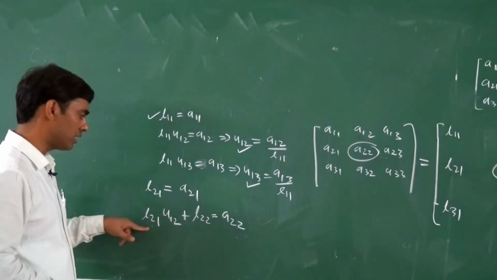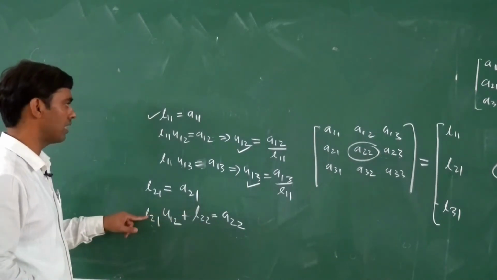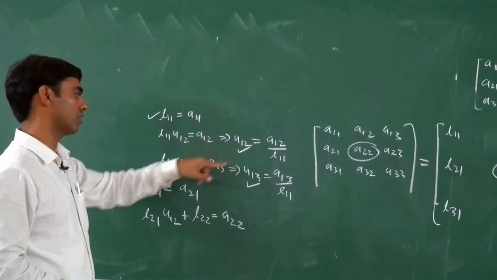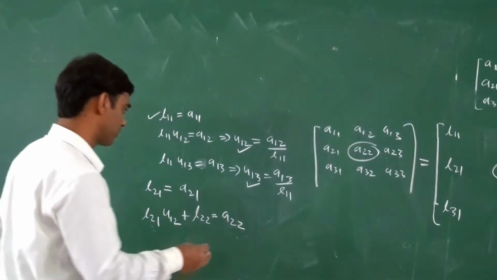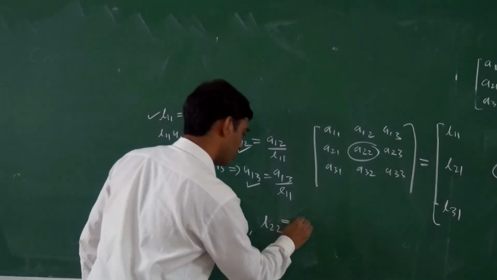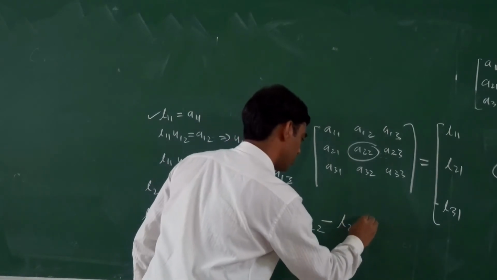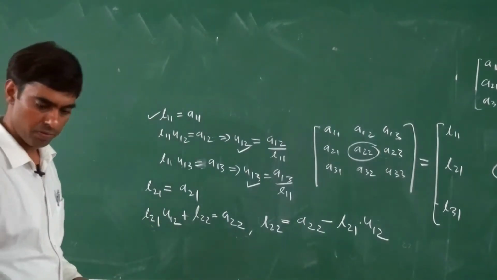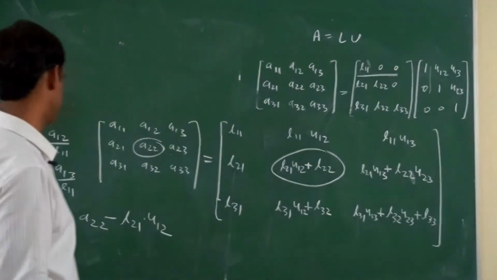Then what is the unknown in this expression? Up to this level, the unknown is L22, because we have already calculated the values of L21 and U12. So what is the value of L22? L22 is A22 minus L21 into U12. In this manner we find the value of L22 by comparing the second element.